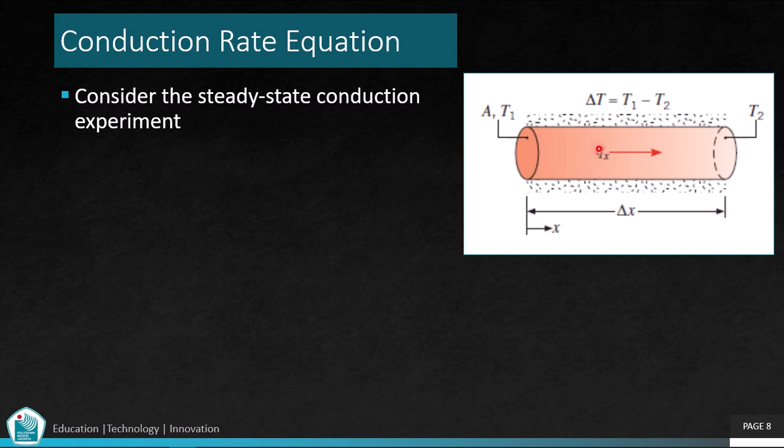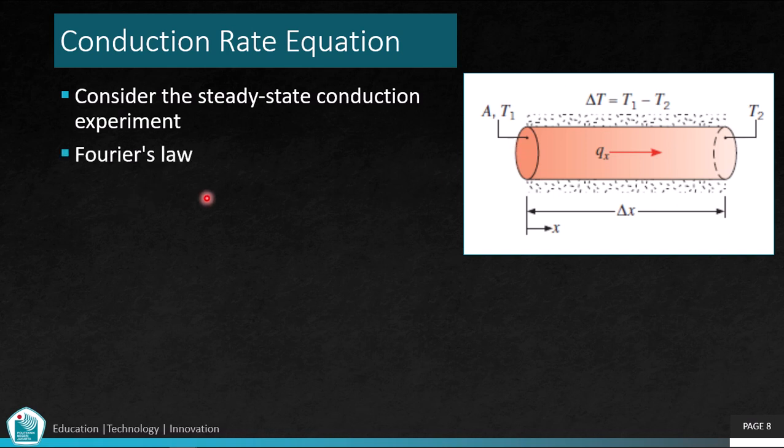So the Qx, we want to know, depends on the first variable, the delta T, or the temperature difference, the delta X, or the rod length, and the A, the cross-sectional area. In the case of a cylindrical rod, the cross-sectional area is a circle.